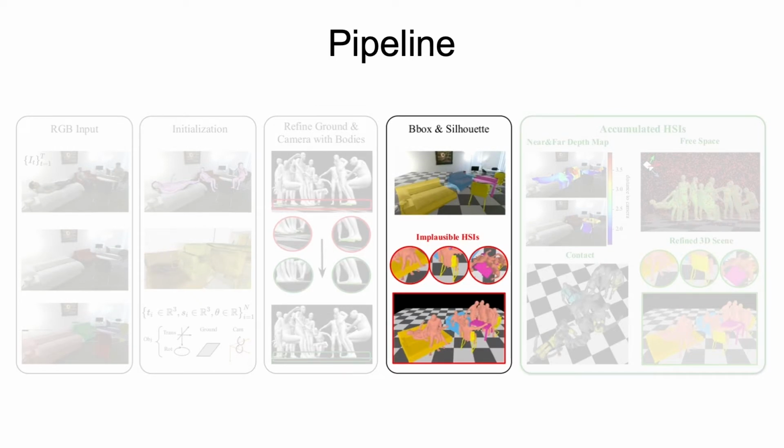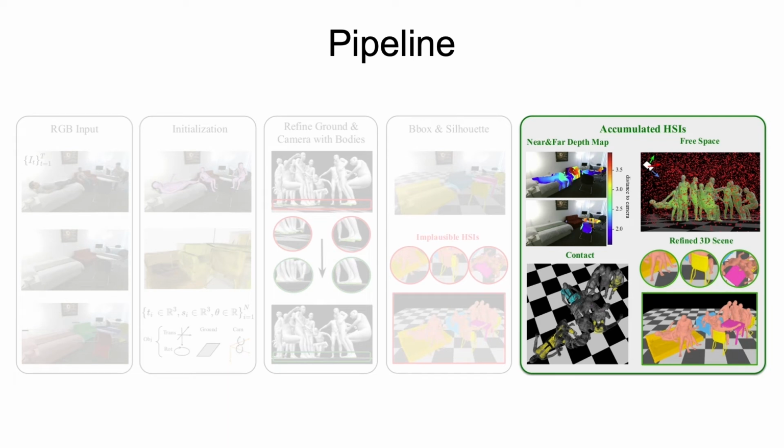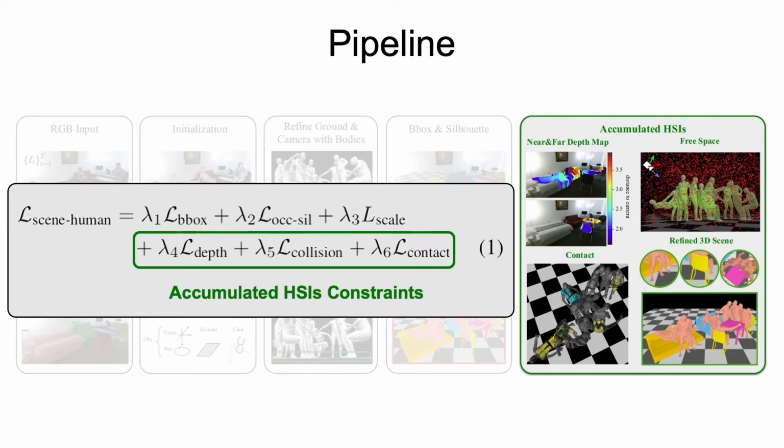Then we optimize the object's layout by 2D bounding boxes and silhouette constraints to better align with the input image. However, the estimated scene still violates HSIs. Our method leverages multiple HSIs across the entire input data to refine the scene to perform better HSIs. These HSIs provide the following constraints.